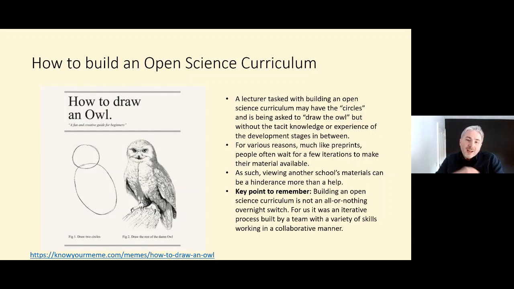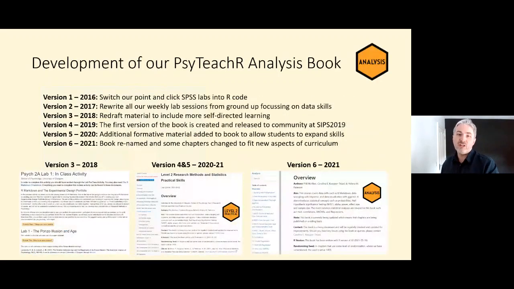And at that point, seeing someone else's material can almost become a bit of a hindrance rather than a help. You get this sense that people don't really know where to start because it's just so much, right? So one key point to remember when starting out in teaching open science is that building a curriculum really is a slow iterative process, perhaps with the help of a team or by yourself. And it's not meant to be an all or nothing overnight change.